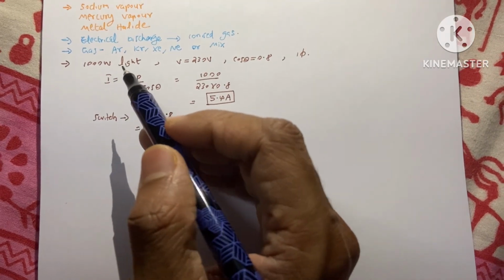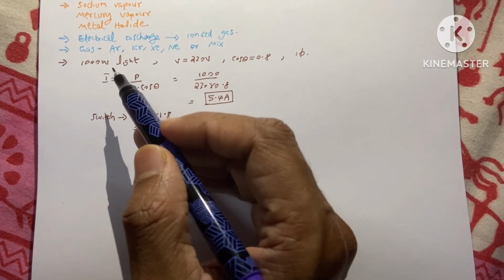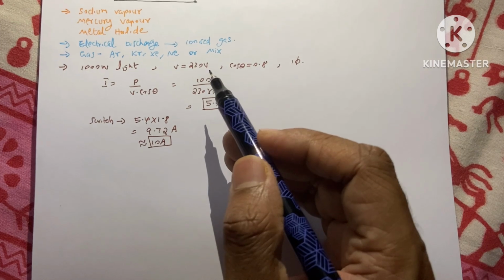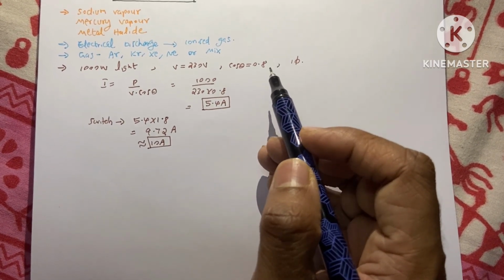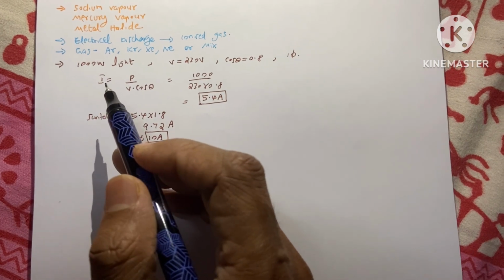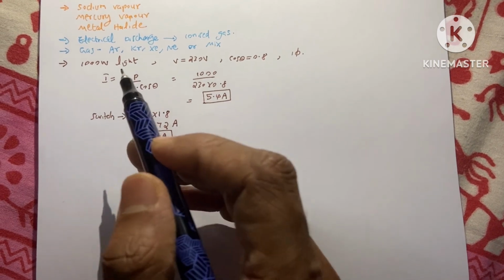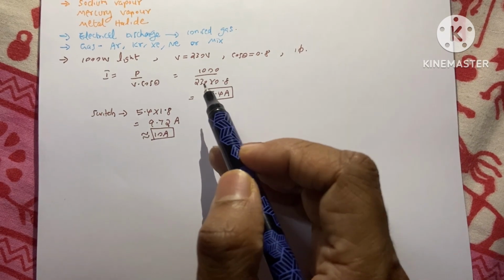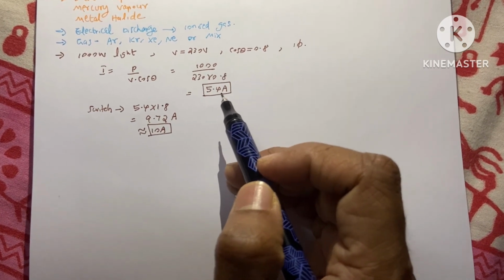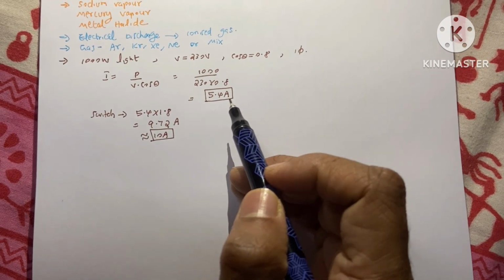Suppose we have a discharge light of 1000 watt, our voltage is 230 volt single phase, and the power factor cos theta is 0.8. Then the single phase current equation is I equals P divided by V into cos theta. That is 1000 divided by 230 into 0.8, which is 5.4 ampere.